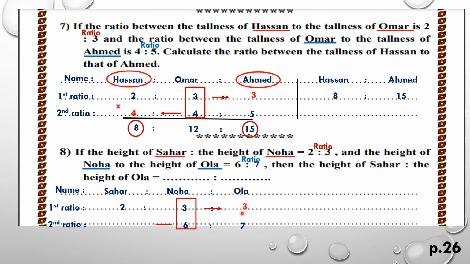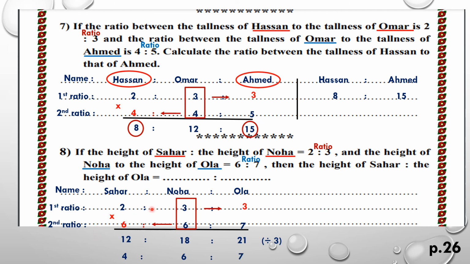Let's fill the empty spaces. 3 here, another 6 here. Let's multiply. 2 times 6 equals 12. 3 times 6 equals 18. 3 times 7 equals 21. But this is not the simplest form. We can divide it by 3. 12 divided by 3 equals 4. 18 divided by 3 equals 6. 21 divided by 3 equals 7.